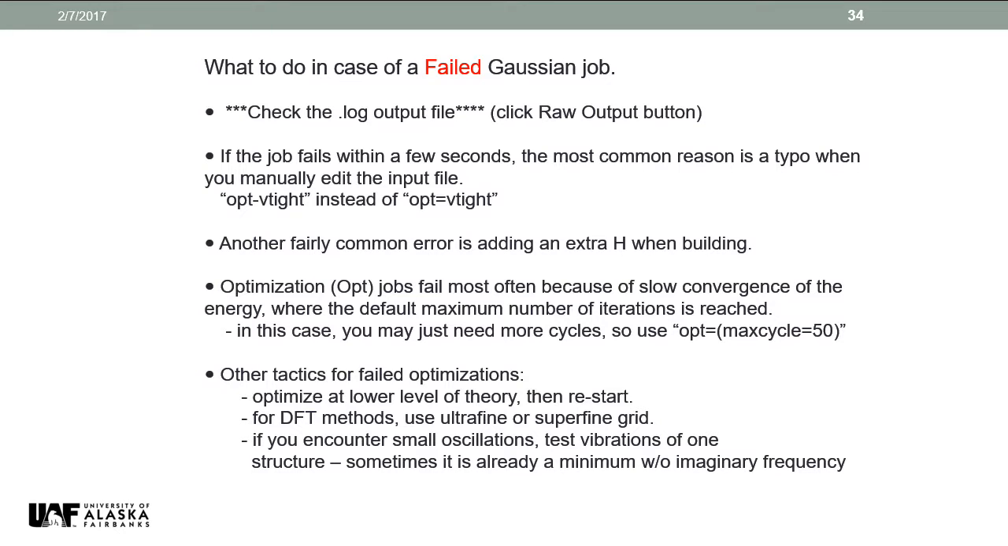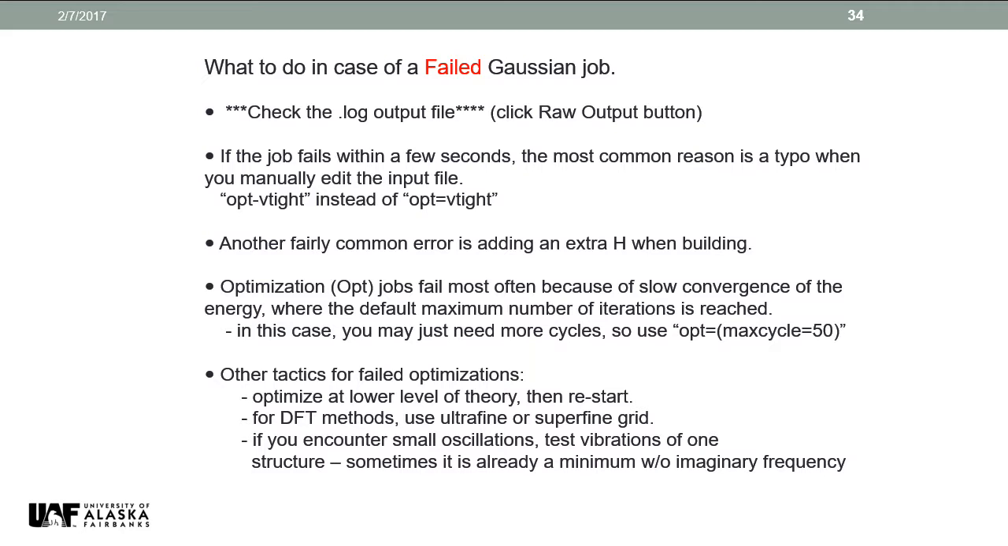Everyone has failed jobs. The most common cause is a typo introduced during modification of the input file after you click Generate on the Preview tab. Another cause is adding an extra atom during the building process. Go back and look at your structure, making sure you have the correct number of atoms. It is useful to check the .log output file. Error statements are usually found at the end of this file.